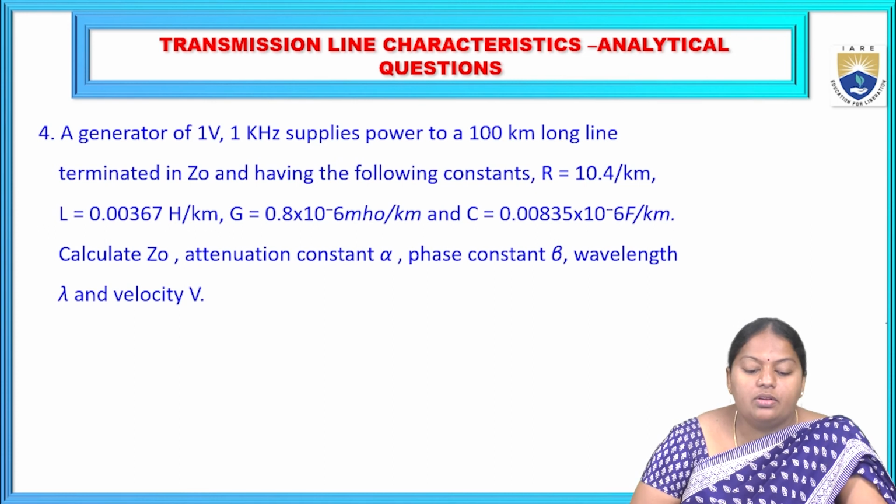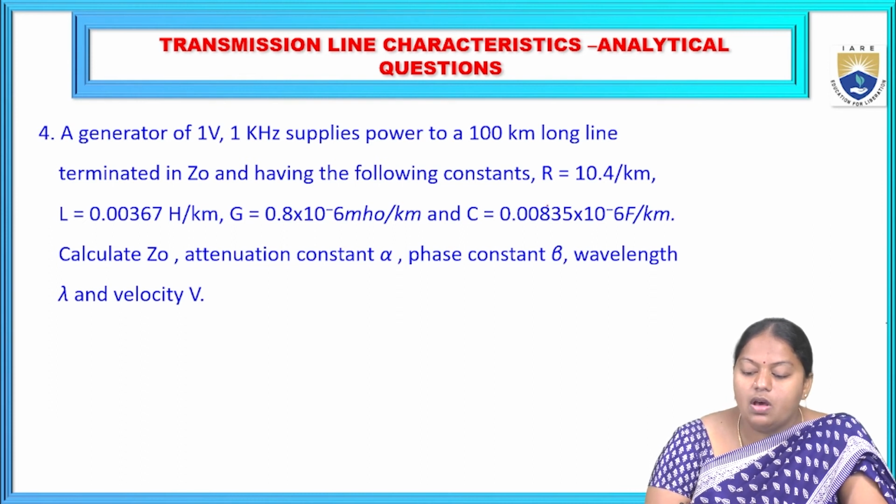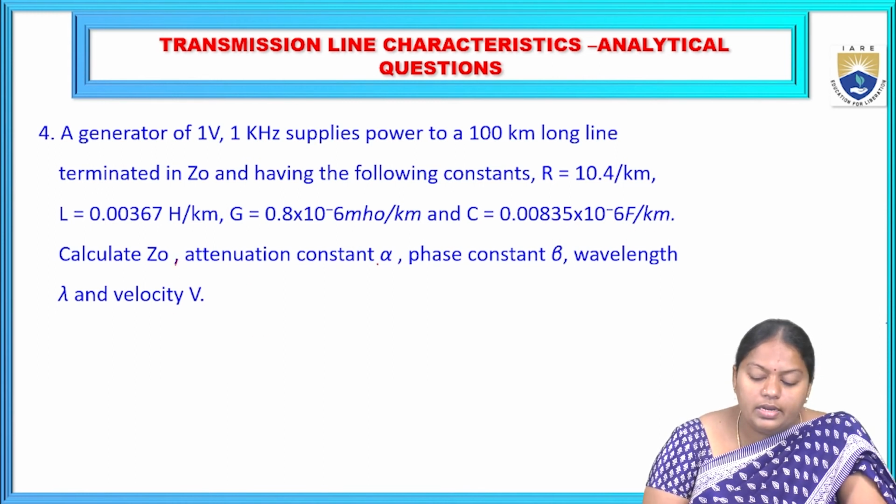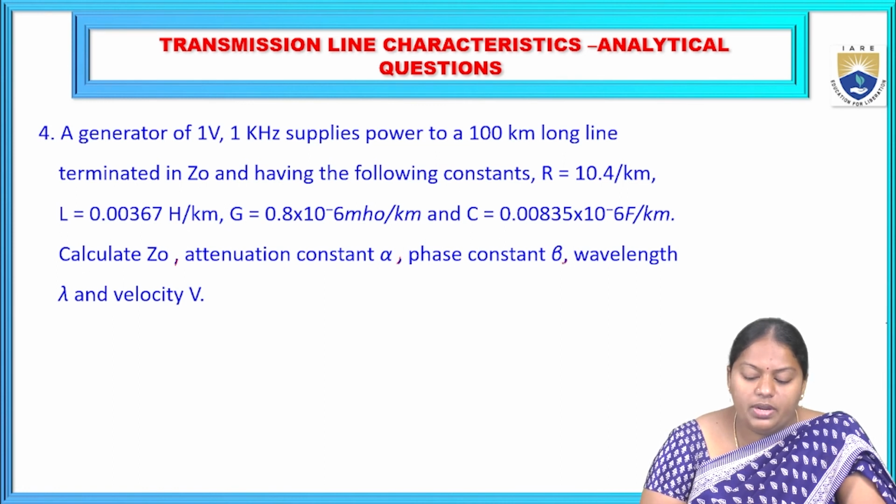Next, a generator of 1 volt, 1 kilohertz supplies power to a 100 kilometer long line terminated in Z0 and having the following constants: R equal to 10.4 per kilometer, L equal to 0.00367 Henry per kilometer, G equal to 0.8 into 10 power minus 6 mhos per kilometer, and the capacitance C equal to 0.00835 into 10 power minus 6 farad per kilometer. Then calculate Z0, attenuation constant alpha, phase constant beta, the wavelength lambda and velocity v.